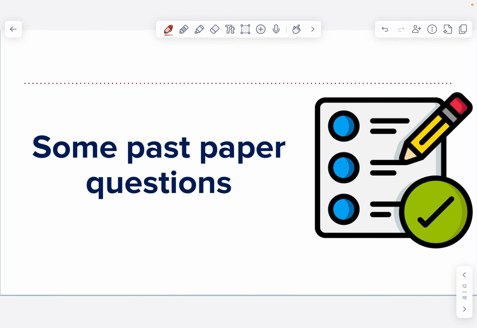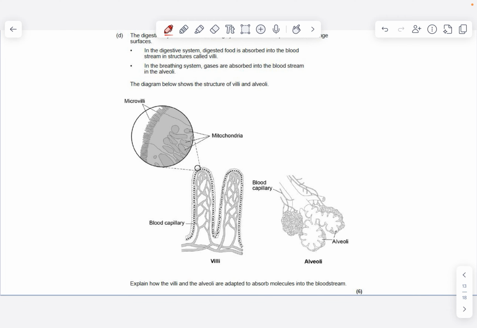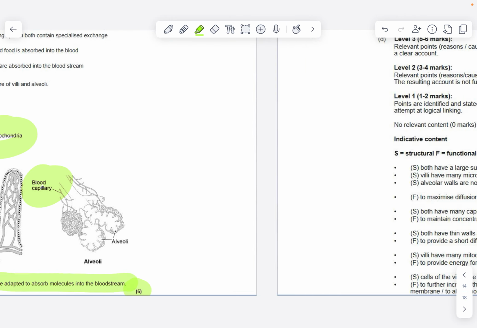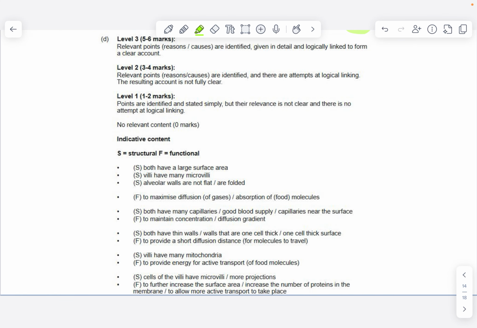Key thing for you now then is just to try some past paper questions. So here is a classic question. You can see the question I've put at the bottom here. Explain how the villi and alveoli are adapted for the bloodstream. Use the diagrams in your answer. So they give you lots of clues here in the question. So pause it. Take about 5 minutes to answer that. And here is the mark scheme.